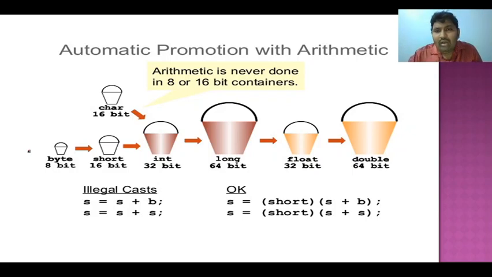To understand this, let us see pictorially what the illegal and legal casts are. For example, if you write s = s + b, it is illegal. Why? Because here b is byte and s is short, but in the expression they are promoted to integer. If you want to store an integer directly to a short, it is not possible. We need to write s = short of (s + b). Then the expression is first converted into int, and then converted again to short. The integer is converted to short, and the short variable stores it in s.